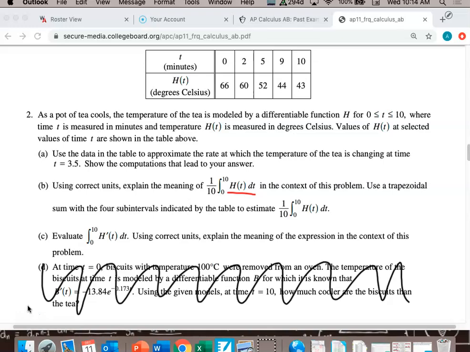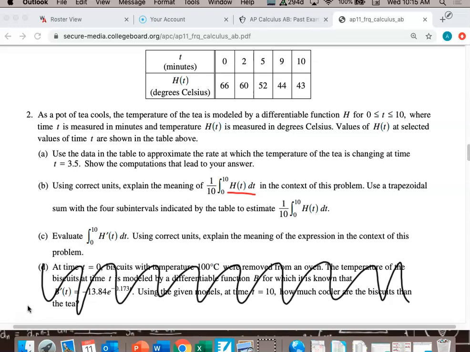Oh, I didn't do the trapezoids. Okay, trapezoids. So 1/2 goes out front. Do these trapezoids have equal widths or unequal widths? Unequal widths. What's the width of the first trapezoid? 2, and then times the sum of the heights, plus 3 times the sum of the heights, plus 4 times the sum of the heights, plus 1 times the sum of the heights. So 2 plus 3 plus 4 plus 1.